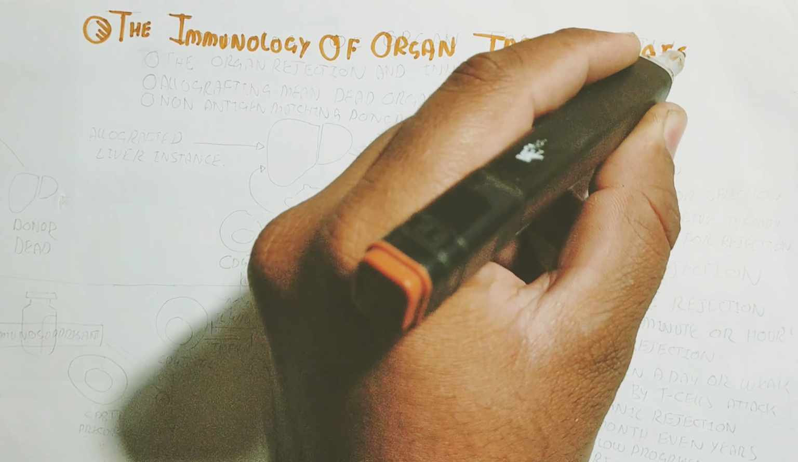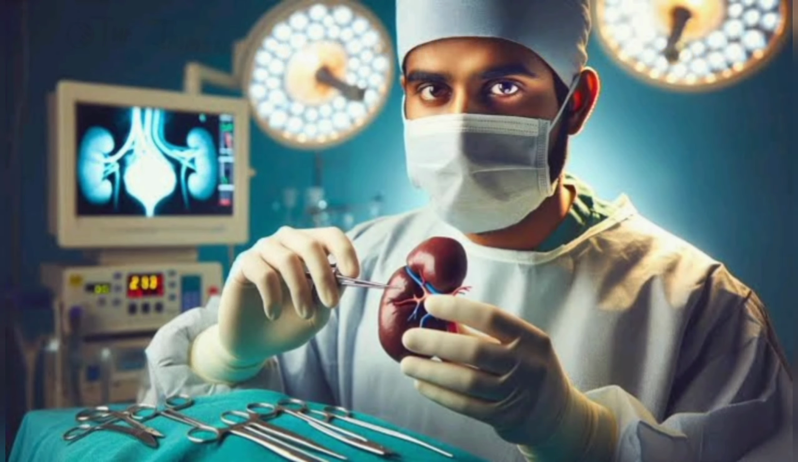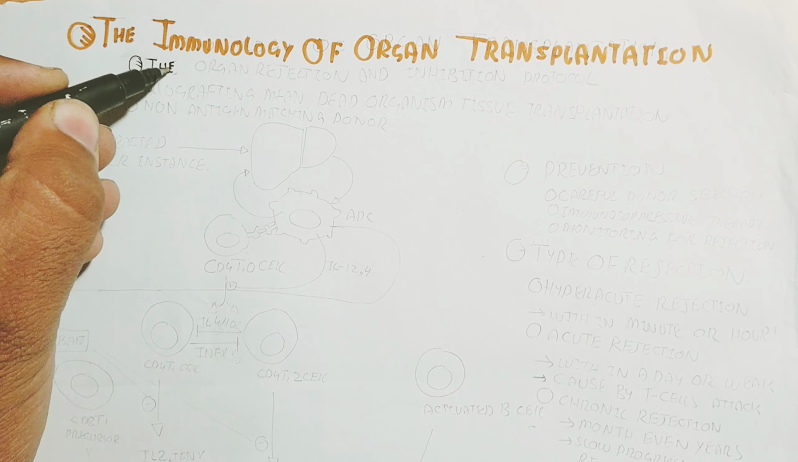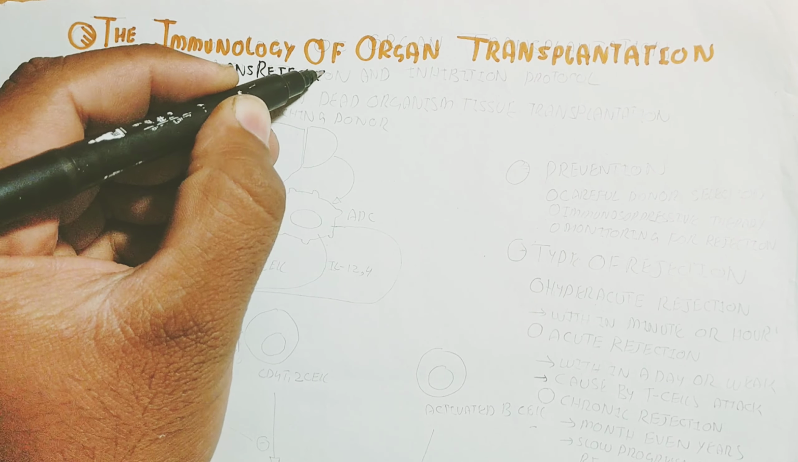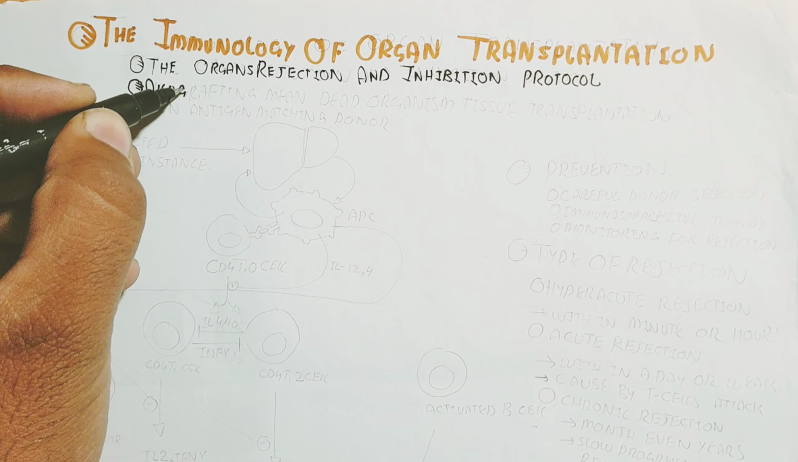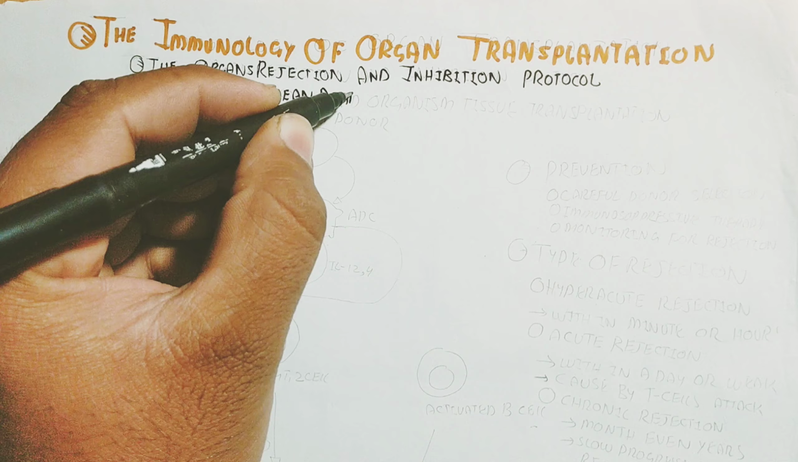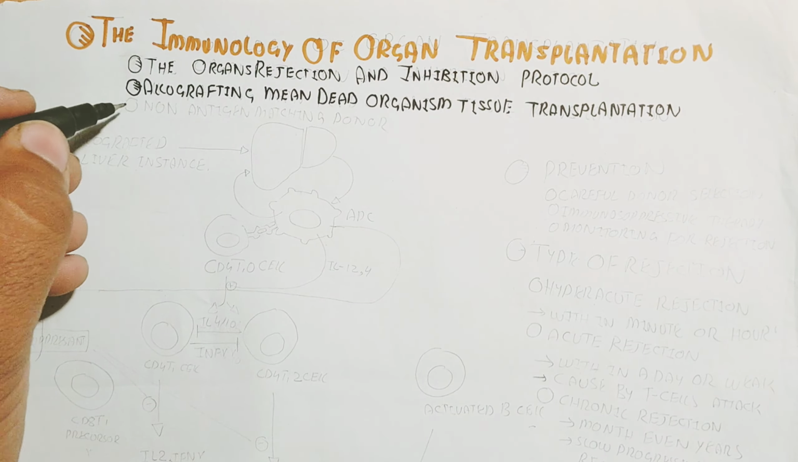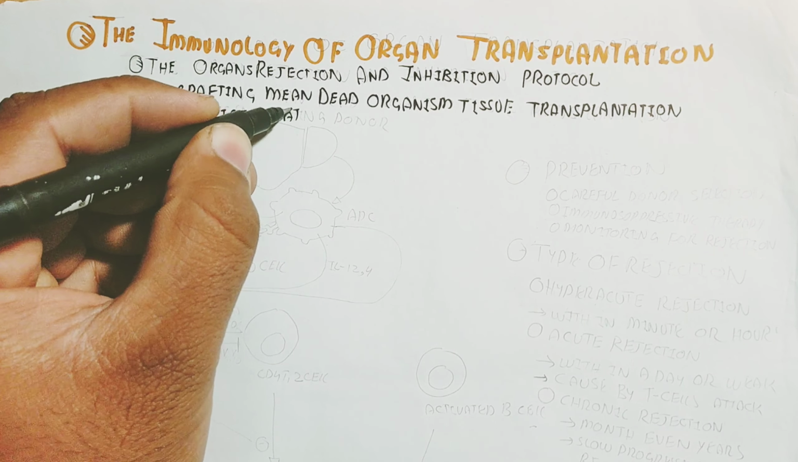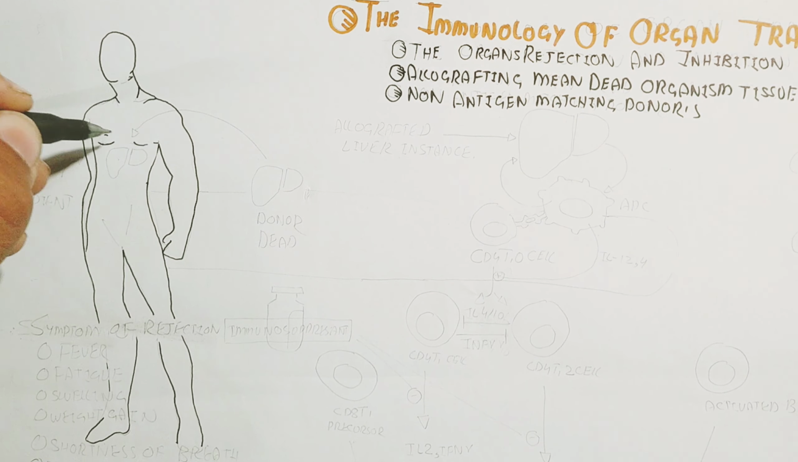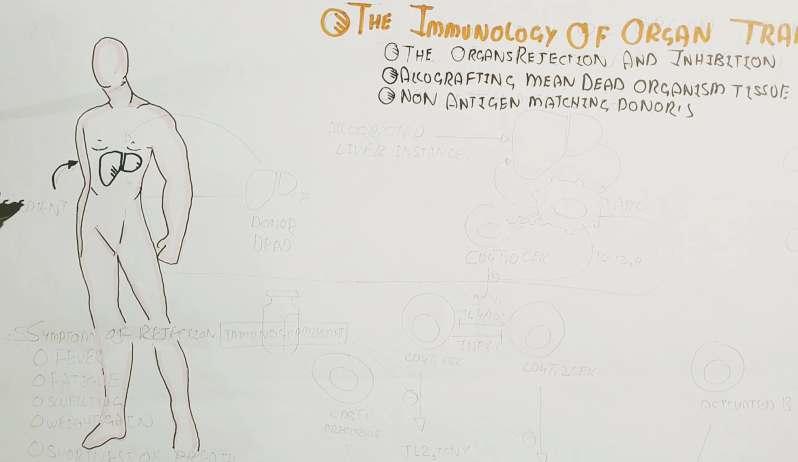Whenever you transplant any type of organ, like kidney or liver, the possibility of rejection is maximum. Even if the antigen matches, we will understand organ rejection and the inhibition protocol. We will understand allografting, which is transplantation of dead organism tissue, and also non-antigen-matching donors. But even with an antigen-matching donor, the antigen will not completely match, so the immune system may activate.